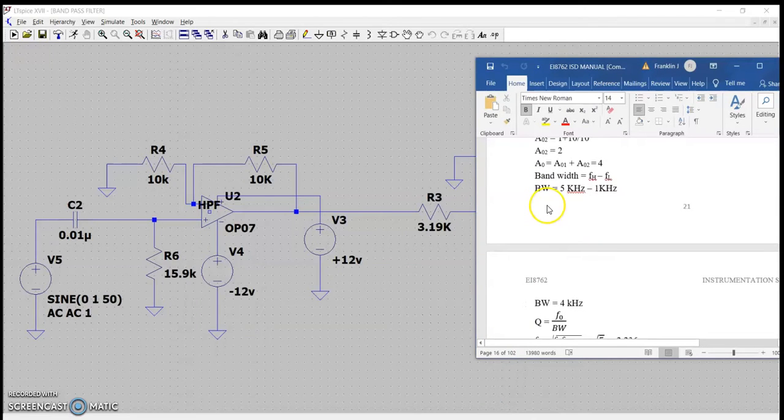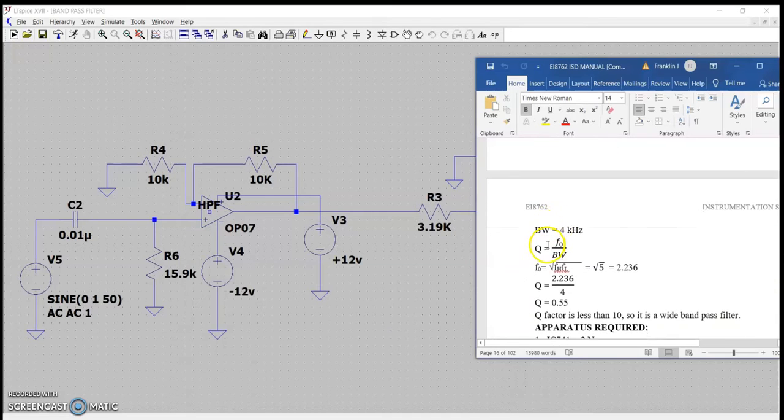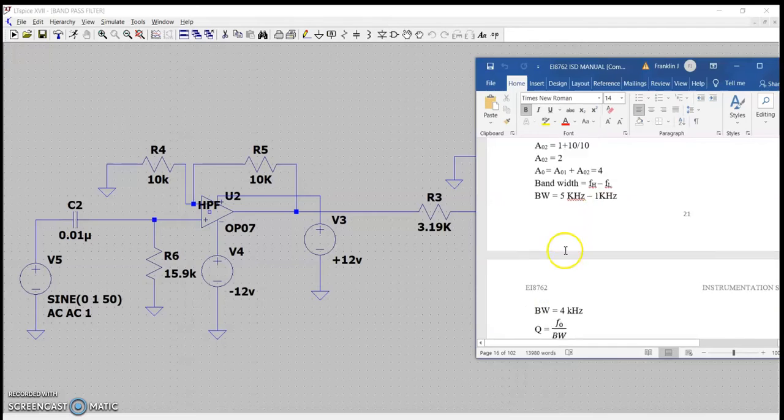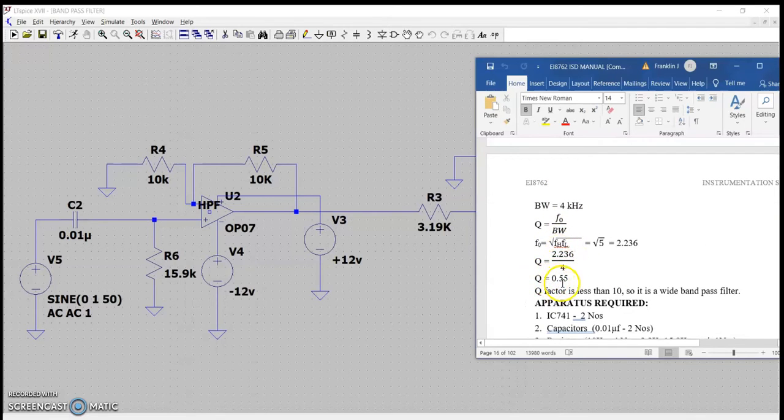As I have said, we have taken the lower cutoff frequency as 1 kilohertz and the higher cutoff frequency as 5 kilohertz. Here the quality factor is equal to f naught, that is the resonant or central frequency, divided by bandwidth. The f naught formula is the square root of fh into fl, that is higher cutoff frequency times lower cutoff frequency. When you substitute this, you will get 2.236. Bandwidth is equal to higher cutoff frequency minus lower cutoff frequency, fh minus fl. When you substitute this, you will get 4. Overall, the quality factor is equal to 0.55. That is, our quality factor is less than 10, so we can say that this is a wide bandpass filter.